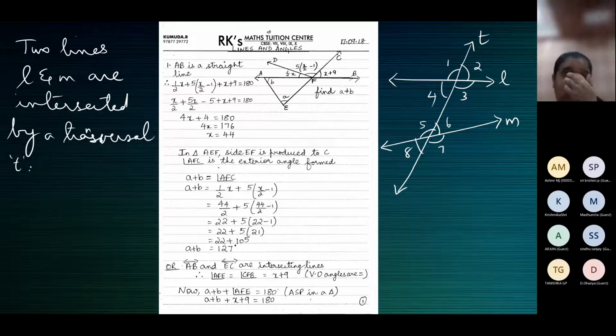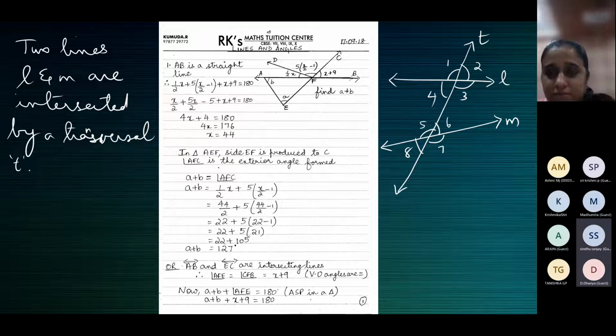So when two lines L and M are intersected by a transversal T, we see that there are 8 angles formed around the transversal. Now, tell me the interior angles, children. From this figure, tell me the angles which are called interior angles. Ma'am, 3 and 4, ma'am. 3, 5, 6, ma'am. 4, 3, 5, and 6.